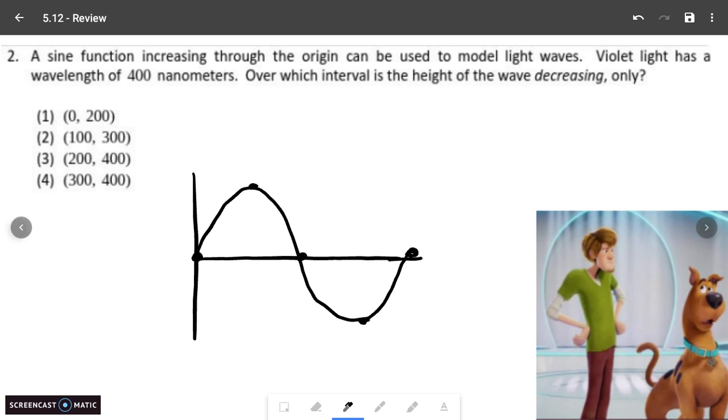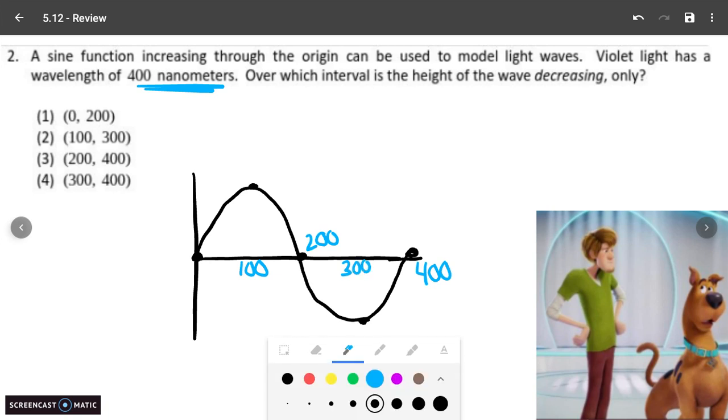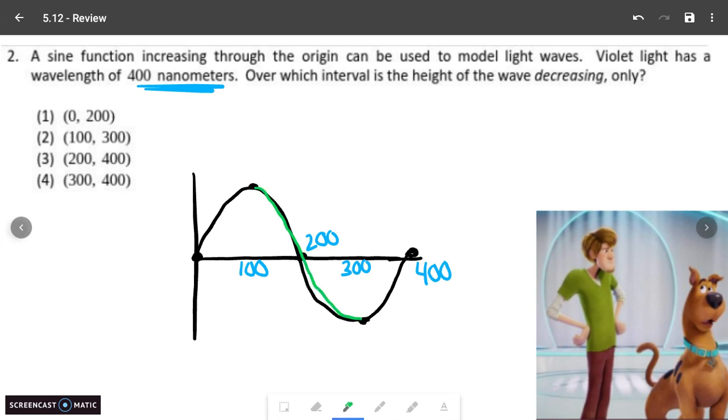So one wavelength, remember, was 400 nanometers. So then that means each of these increments, since I would divide each of them by 4, that means this is at 100, 200, and 300. So we want where it's only decreasing. So the spot where it's only decreasing out of my options here, 100 down to 300. So choice 2.